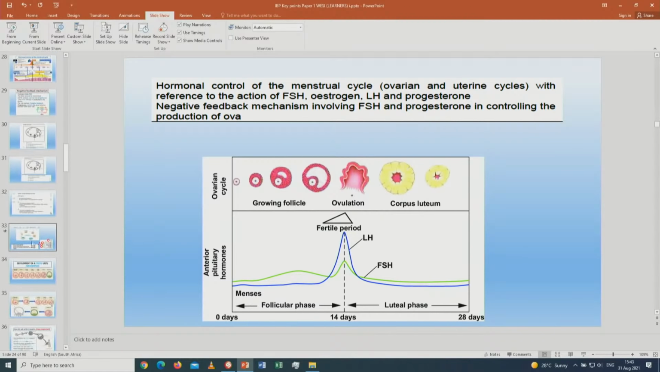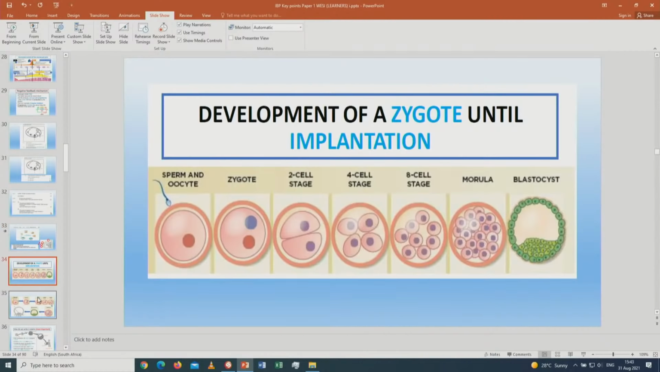All right. And then again, another thing which is very important, development of a zygote. Remember the development of a zygote up until it reaches implantation. Please remember this, and then also this for final examination, but also prepare this for the trial examination. And then you still remember what I have said here. You remember fertilization takes place, and then after that we have the zygote. And then the zygote, which will divide by the process of mitosis, and then it will divide up until this stage, which is called morula.